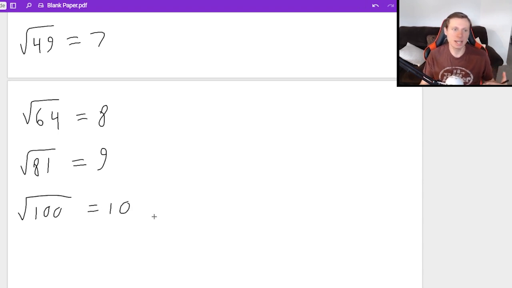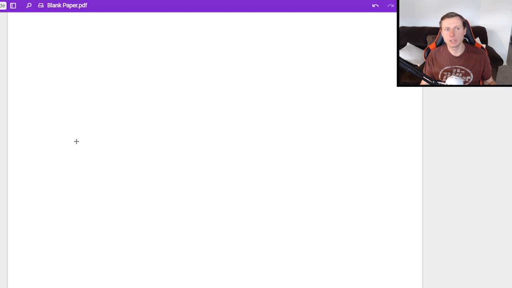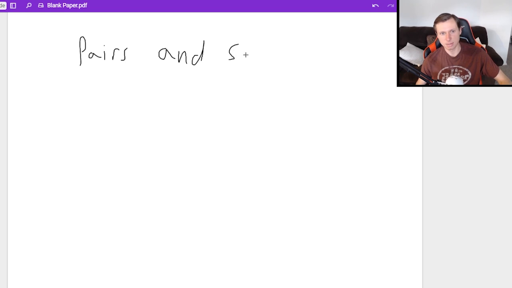So whenever you see any of these under the square root, you know what the answer already is because it's a perfect square. Now the other thing we need to talk about in terms of strategy with breaking up square roots is that we are going to be looking for pairs and squares, because the only way you can break out of the square root is if you have a pair or a square. And here's what I mean by that.